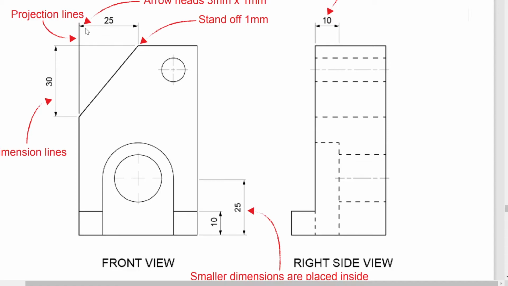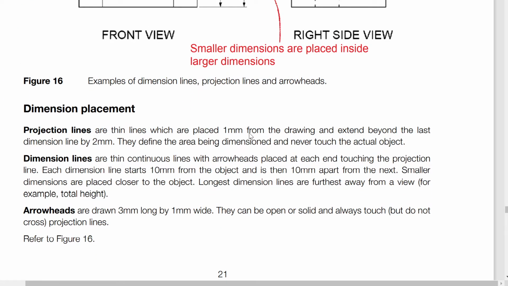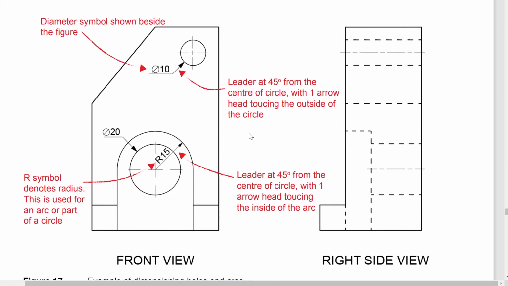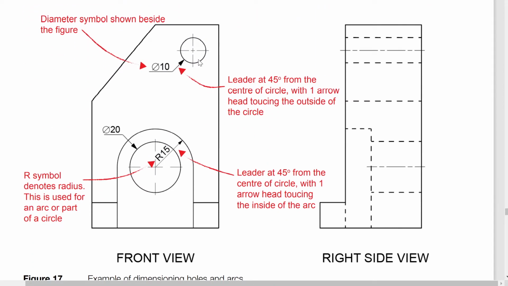The arrowheads are specified as 3 millimeters long and 1 millimeter wide, right? So those sorts of things are specified, and we can use this drawing standard here. Now, when we want to dimension circles, there's a couple of different ways that we can dimension circles.